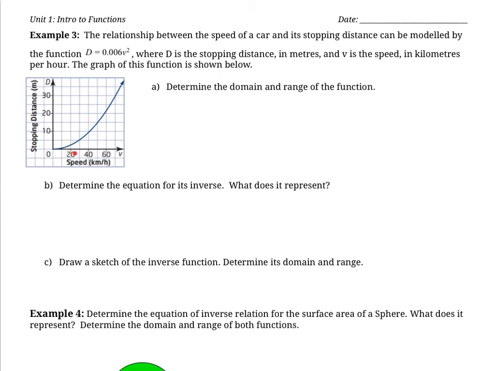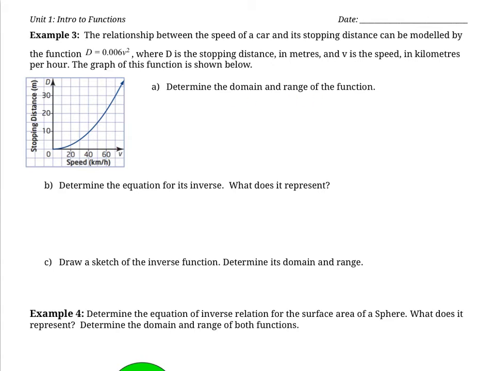But if someone was speeding really fast, like going 80 kilometers an hour, if they slam on the brakes, the car's going to skid until it reaches a point where it can stop. So this makes sense that the faster a car is going, the more time it needs to stop. So it says determine the domain and range of this guy.